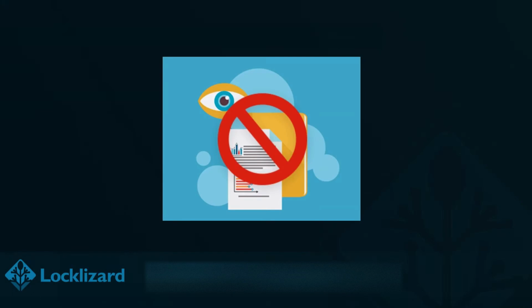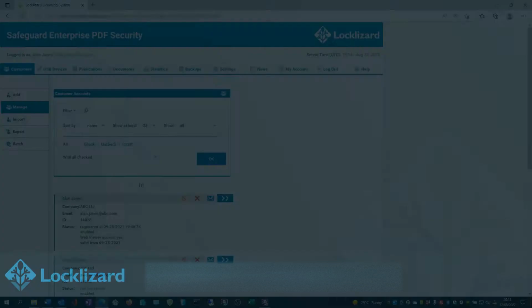We will now look at how to revoke access on certain devices. Safeguard PDF Security allows you to remove viewing permissions on certain devices in the case the device is lost, stolen, damaged, or otherwise compromised. You can also revoke the access of selected users to view a document and remove the ability to view it on all of their devices.